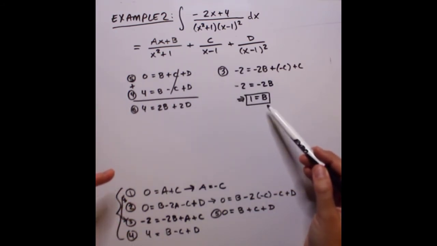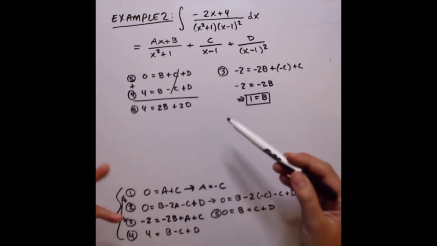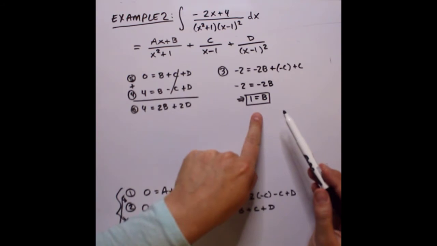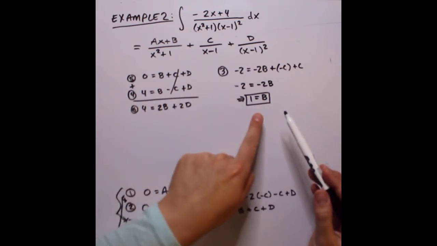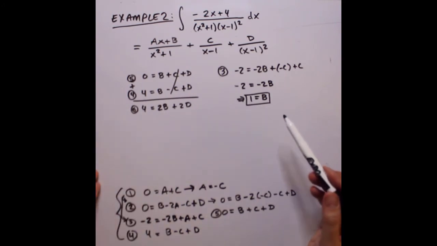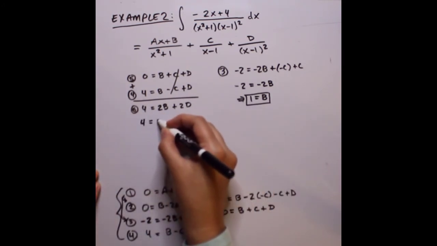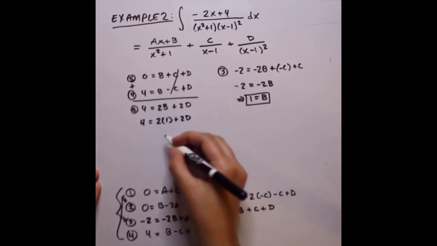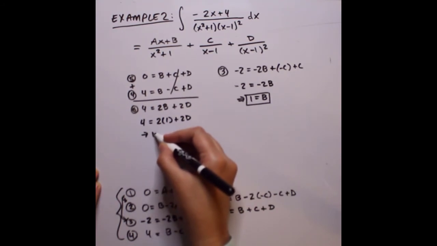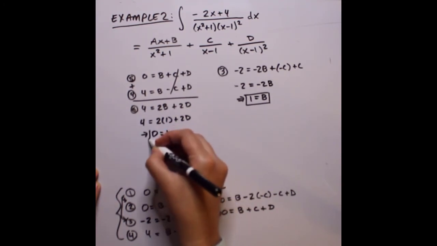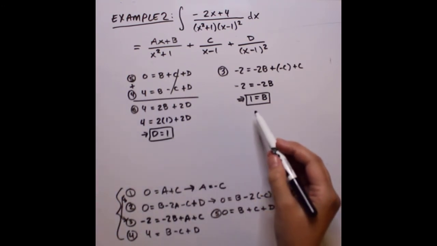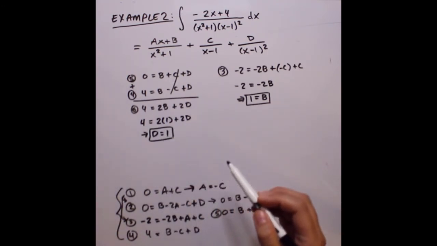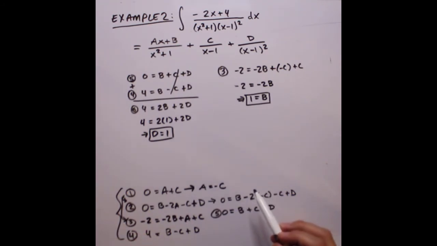Now we have a variable value, which is really good news, so we can start plugging it in and finding the other ones. If you go right into equation 6, you know one of the two variables, so we can find d. From equation 6, 4 equals 2 times b, but we just found out b is 1, so plus 2d. If you solve this, you're going to get that d is also 1. All right, 2 down, 2 to go. We have b is 1, d is 1, and if we take these and go back into equation 4, which had b and d, we can find c.